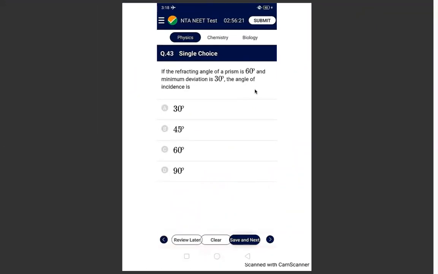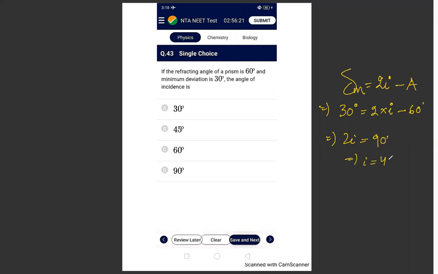(43) The refracting angle of a prism is 60° and the minimum deviation we have is 30°. We are required to find the angle of incidence. We have a direct formula. Put everything inside. So this is given as 30°, equal to 2i minus 60°, the prism angle. So 2i is equal to 90° and i is equal to 45°.